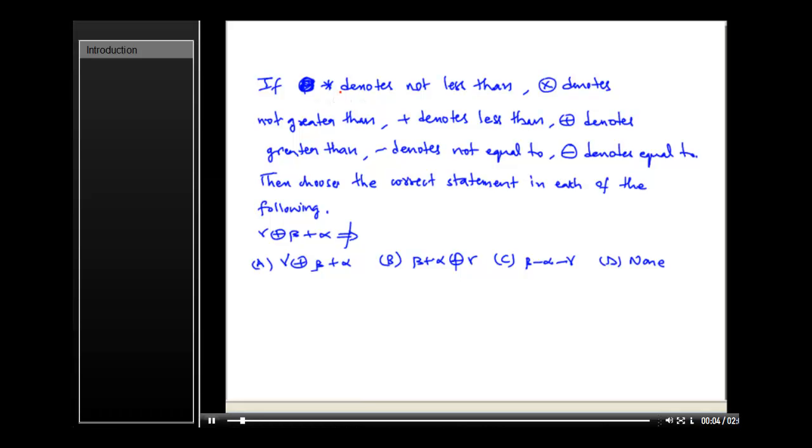We have to answer this statement by following some instructions: star denotes not less than, binary operation into denotes not greater than, plus denotes less than, binary operation plus denotes greater than, minus denotes not equal to, binary operation minus denotes equal to. Then the given statement does not imply which of the given choices. Let us begin with the solution.